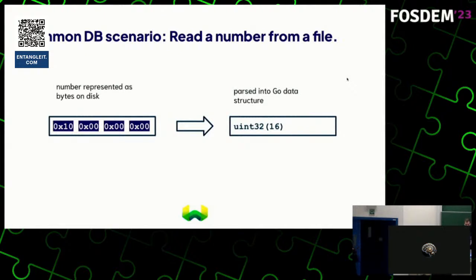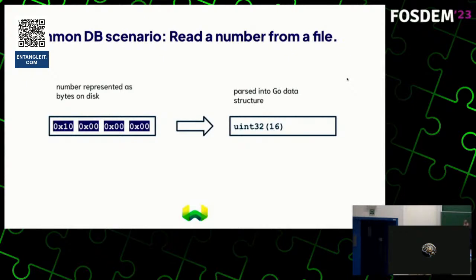And here, this is represented by just a number. So I went for uint32. So that's just 4 bytes on disk. And basically, you can see sort of these 4 bytes. If you parse them into Go, they would have the value of 16 in that uint32. And this is essentially something, very much simplified, that a database needs to do, and it needs to do it over and over again.